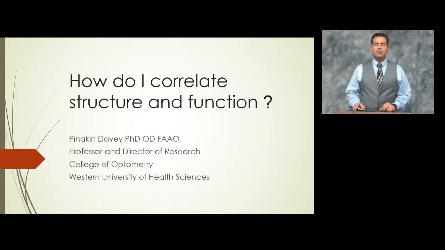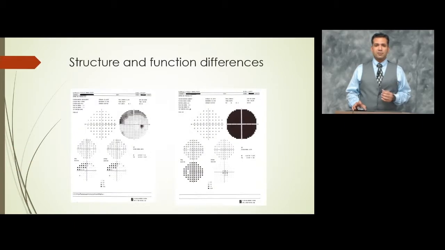How do I correlate structure and function in glaucoma? Where glaucoma is concerned, the structure and function should correlate to some extent. The ganglion cell dies, and so you have a visual field defect. But that's not always the case, as we know. Let us look at some examples.